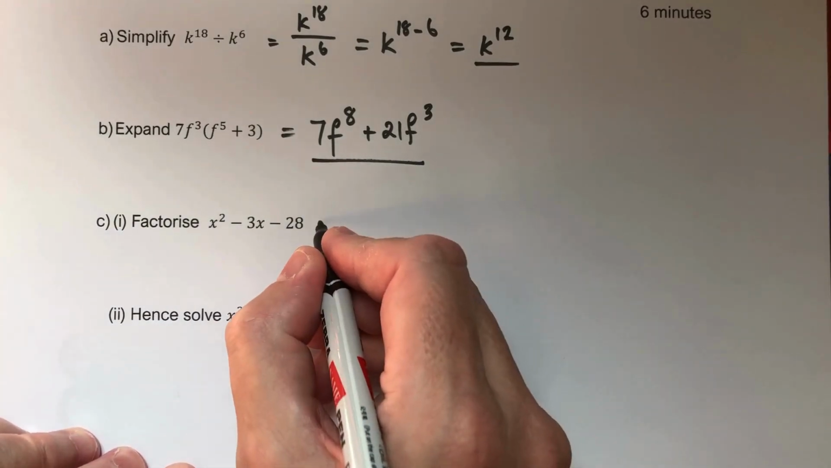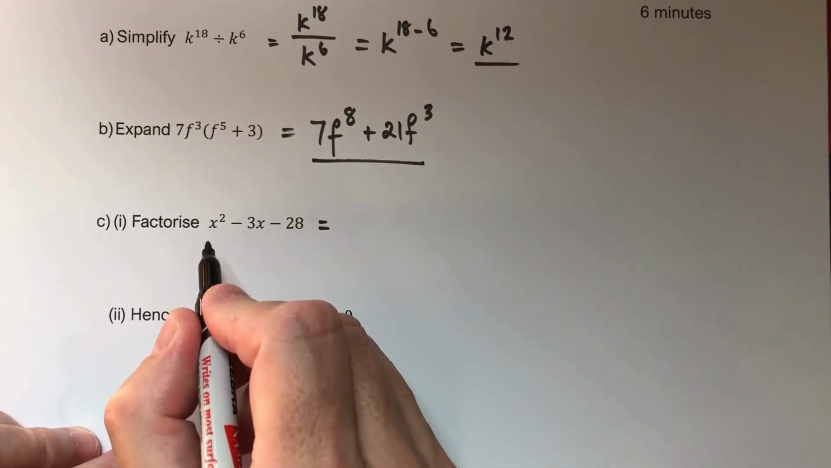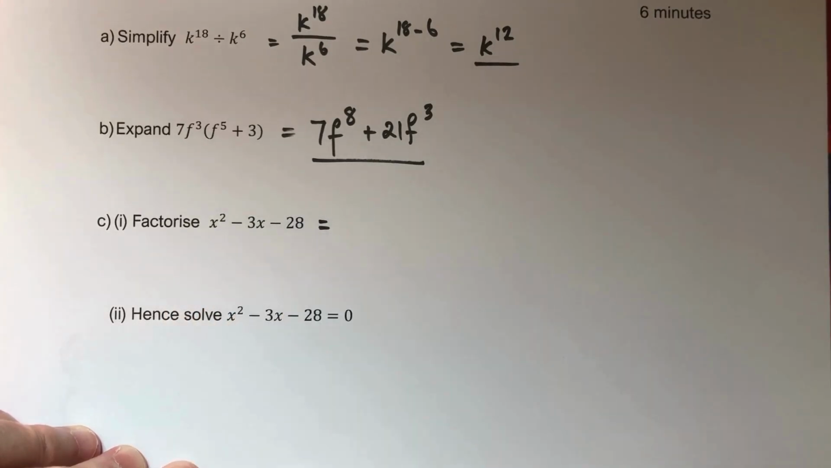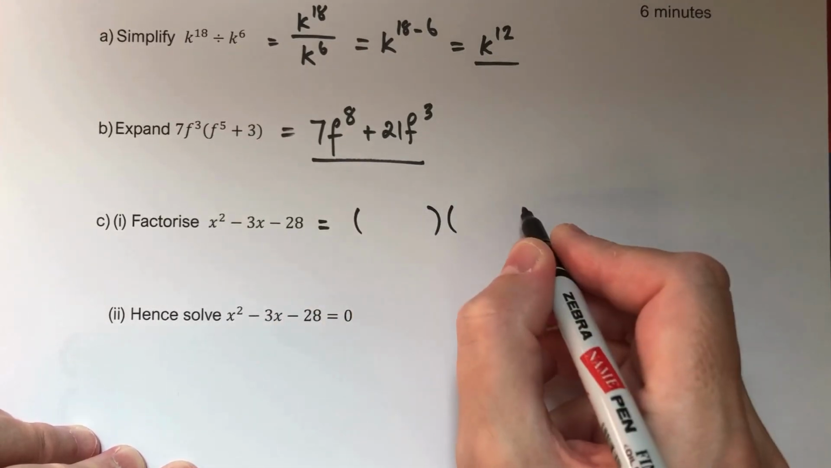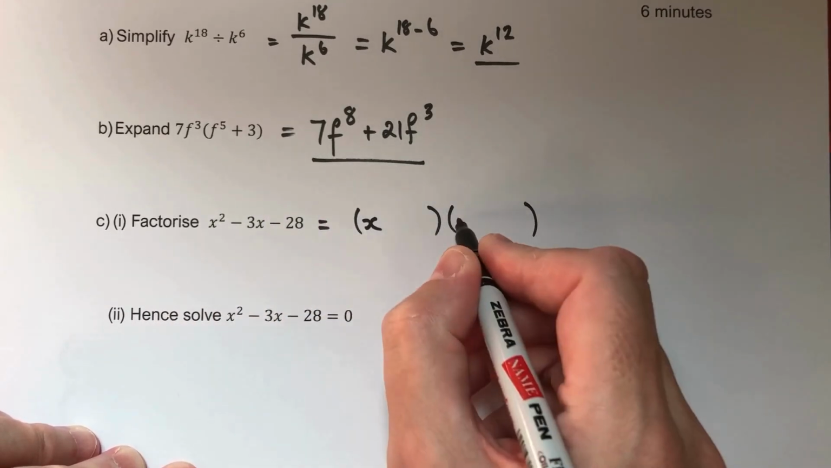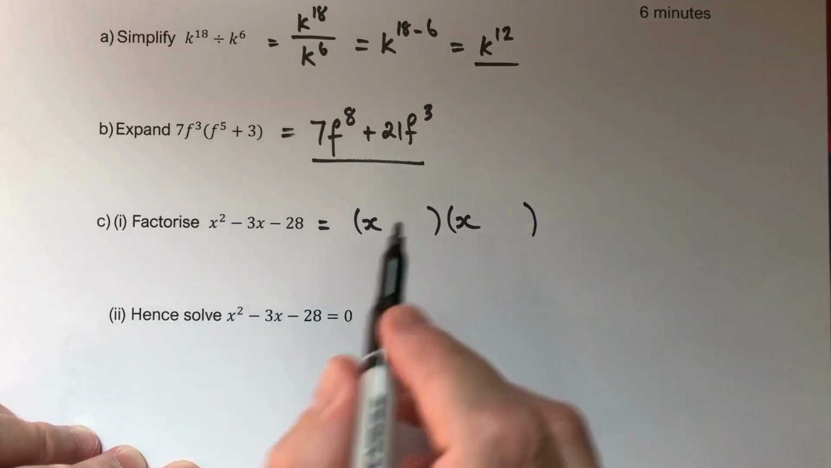Factorising a quadratic. Often get this asked. We're looking at a typical 3-term quadratic with an x squared term, a minus 3x, and a constant term of negative 28. We're looking to factorise this into 2 brackets. There's an x squared at the front, so each bracket will start with an x, and this x times this x will generate the x squared.